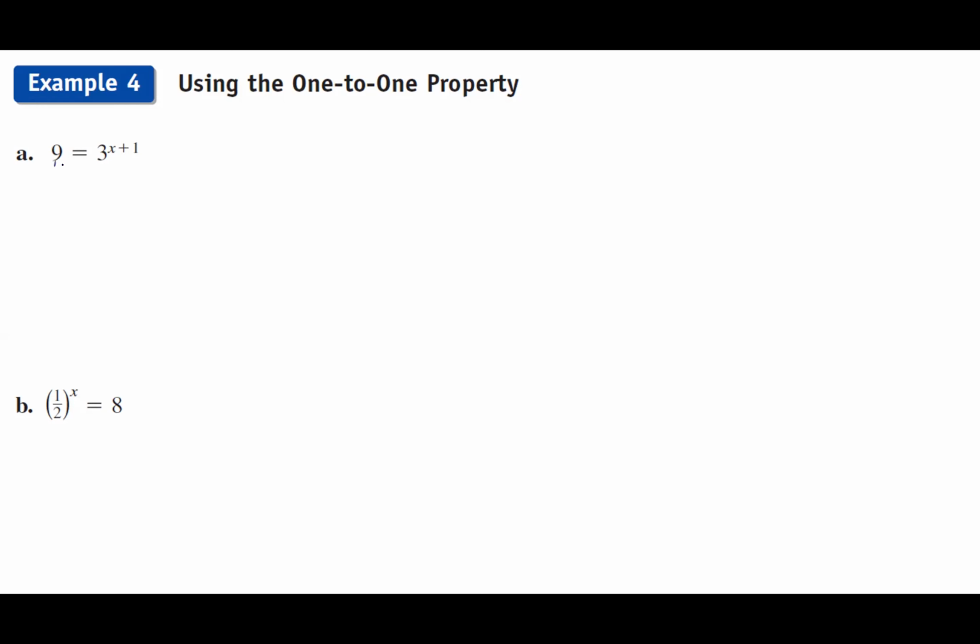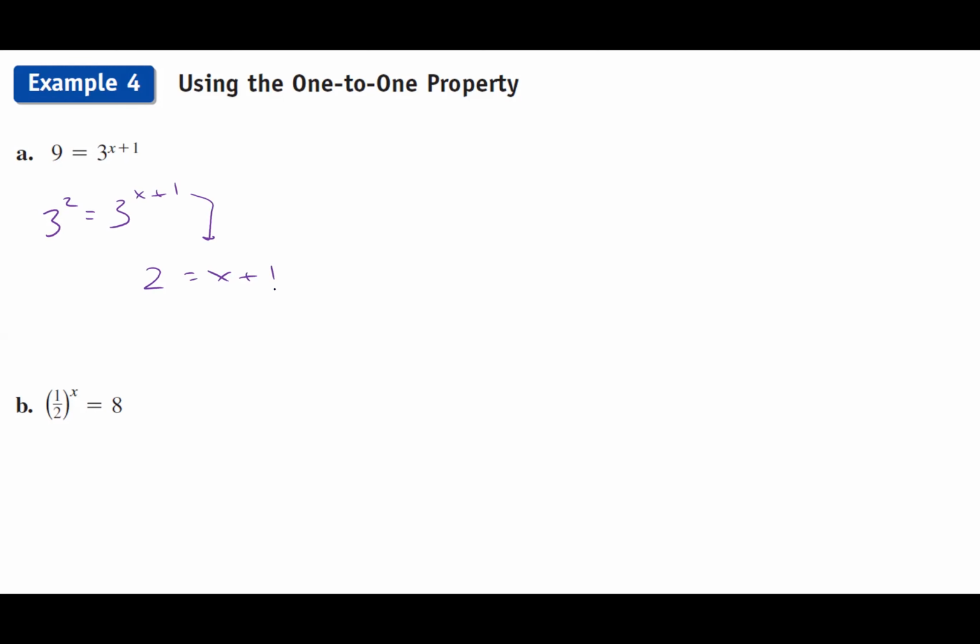So I'm going to make these bases to be exactly the same. 9 is really 3 squared. So if I can make these bases the same, notice it's going to be 3 to the second power and 3 to the x plus 1. We good? Once the bases are the same, what I'm allowed to do in math is drop my bases, because those are the same now, and I'm only going to work with the exponents. So 2 is equal to x plus 1. And I start solving.